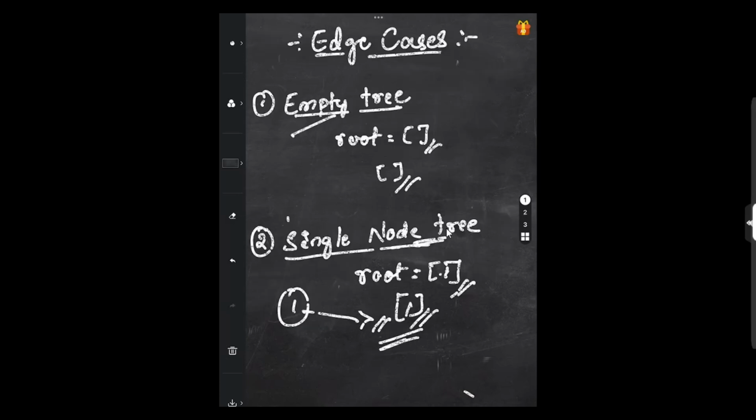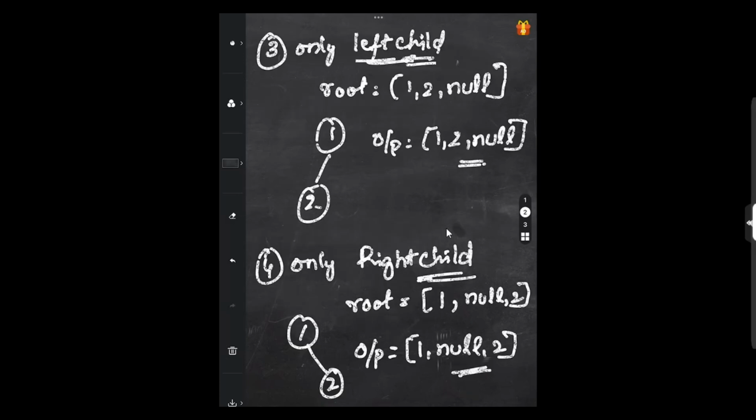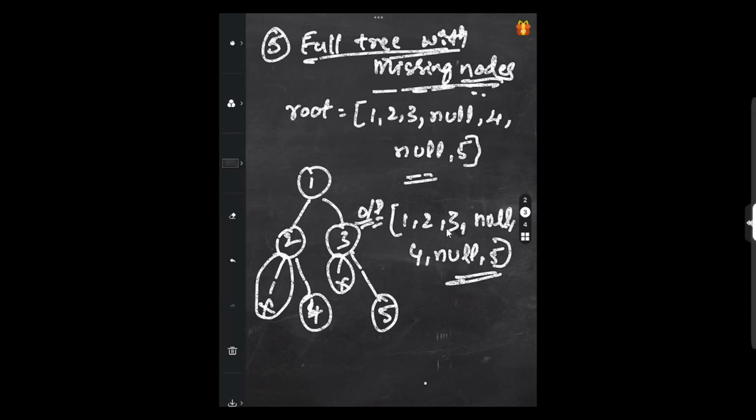First edge case was for the empty tree. Second edge case was for the single node tree. Third edge case was for the only left child. Fourth edge case was for the only right child. The last and final edge case that we discussed was for the full tree with missing nodes. I hope all the edge cases are clear.